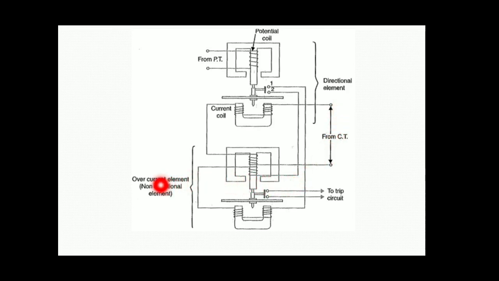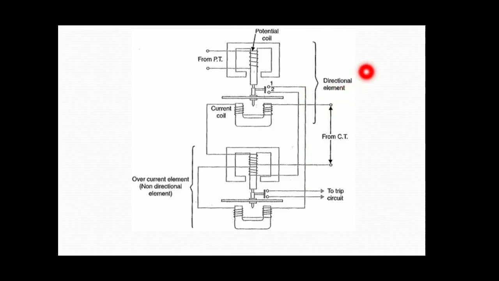It will be added to the non-directional overcurrent element. Both operations will be obtained within the same relay. That relay is known as the induction type directional overcurrent power relay. In that we are obtaining two operations, and we are checking two conditions.